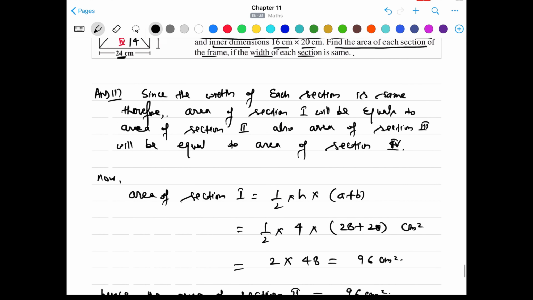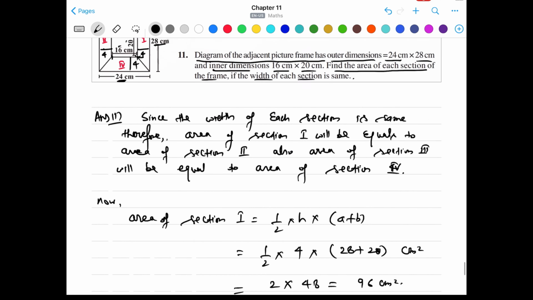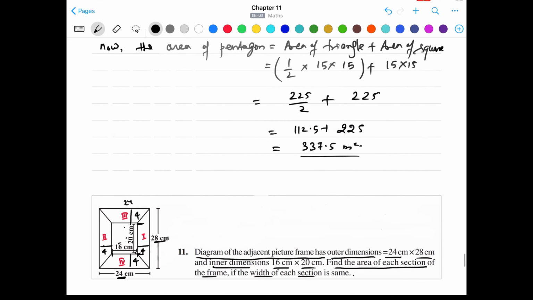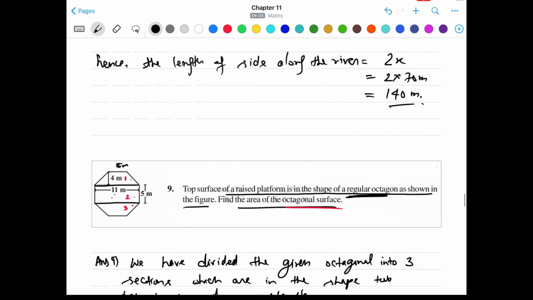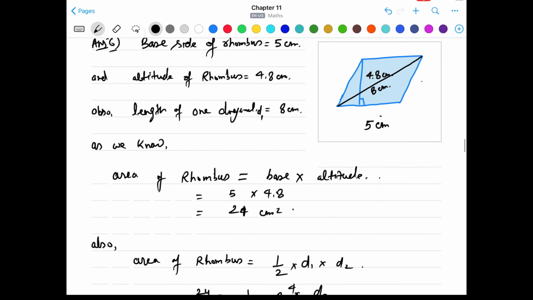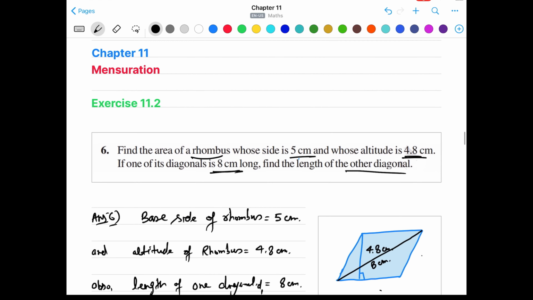So we have got the area of all 4 sections of this photo frame, and we have completed question number 11 of exercise 11.2. With this we have completed all the questions of exercise 11.2. Hence we have concluded exercise 11.2. Now you have to practice all these questions multiple times so that you understand better.